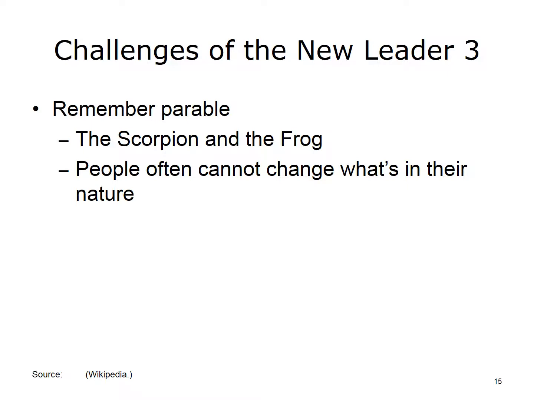Finally, the new leader would do well to remember the parable of the scorpion and the frog. As described in Wikipedia, the story is about a scorpion asking a frog to carry him across a river. The frog is afraid of being stung, but the scorpion reassures him that if he stings, the frog would sink, and the scorpion would drown as well. The frog then agrees. Nevertheless, in mid-river, the scorpion stings him, dooming them both. When asked why, the scorpion explains, "I'm a scorpion. It's my nature."